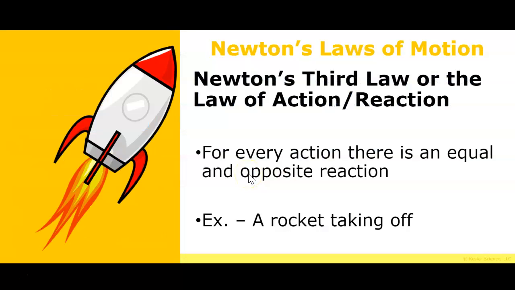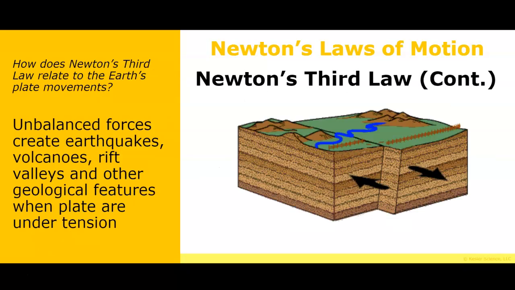Newton's third law is for every action, there's an equal and opposite reaction. For example, a rocket taking off. So what happens is there's a reaction that the rocket pushes against the ground, but the ground also pushes against the force from the rocket. And so the gas being expelled from the rocket pushes against the ground, the ground pushes back, and the rocket goes up.